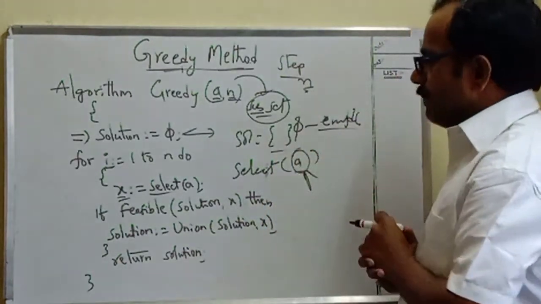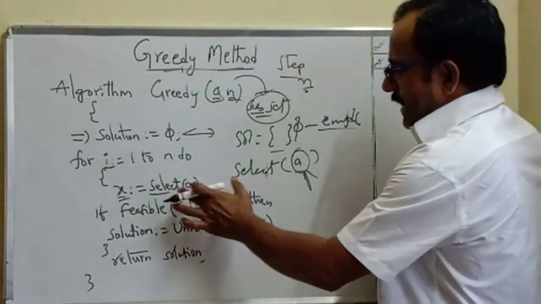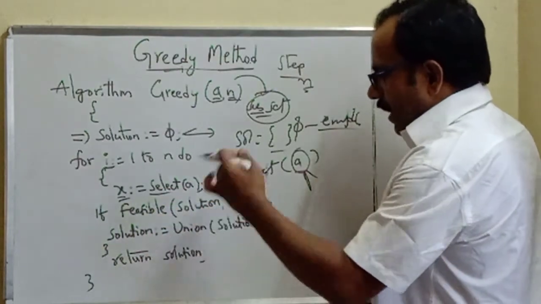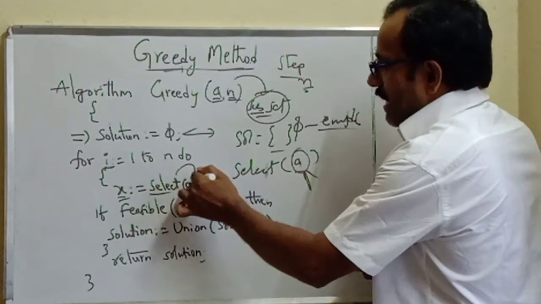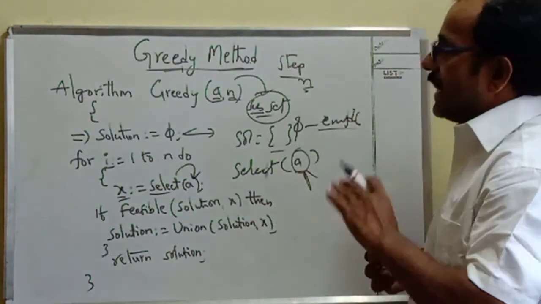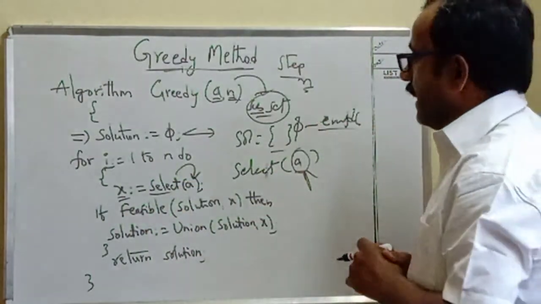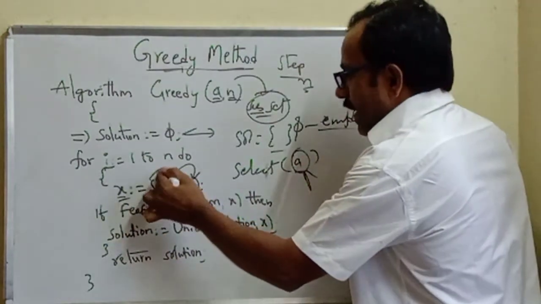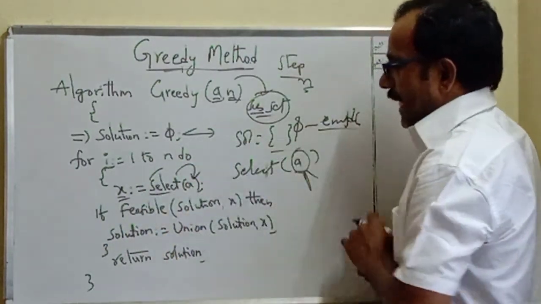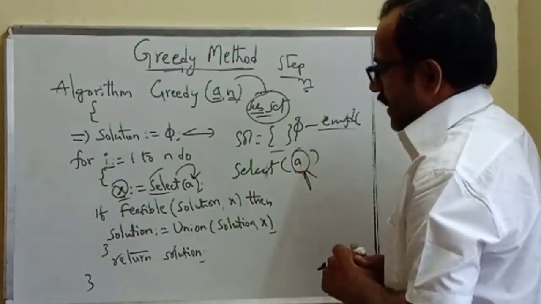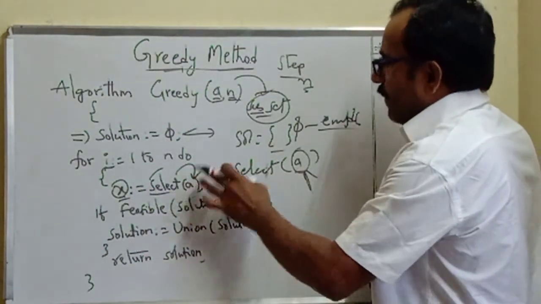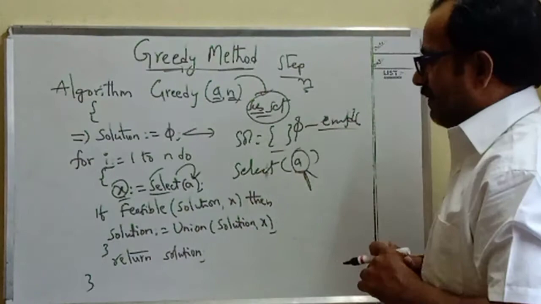Based on the nature of the problem, this selection and feasibility vary based on the solution. So selection of the element from the array is based on the example problem which we can solve under the greedy method. Select one element from the array and treat it as x, by using the select procedure or function.